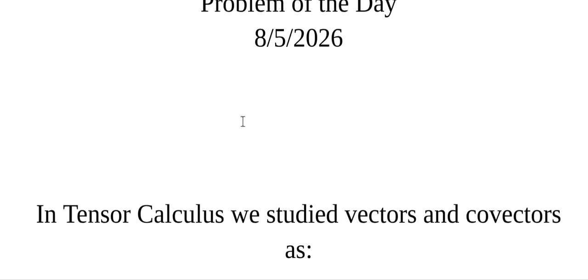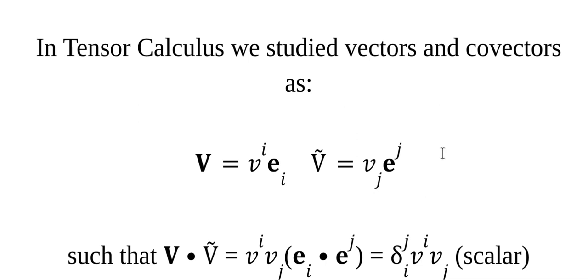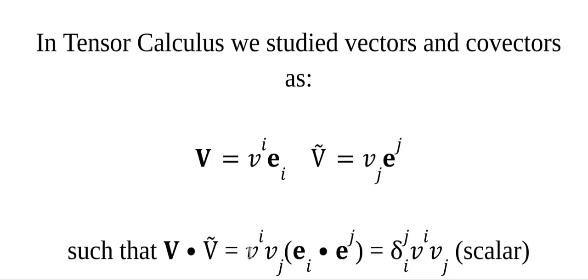So in tensor calculus, we studied vectors and covectors. We wrote them like this. So we have a vector with contravariant components and covariant basis vectors. We call these tildes for the covectors, and they had covariant components and contravariant basis vectors, such that the vector acting on the covector, or vice versa, either one, we pull the components out front. We have this dot product, and by definition, it is the Kronecker delta ij, which is equal to 1 if i equals j, and otherwise it's equal to 0 if they're not equal. And this is a scalar, okay?